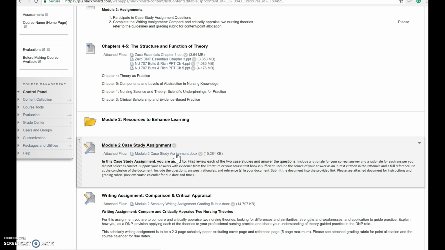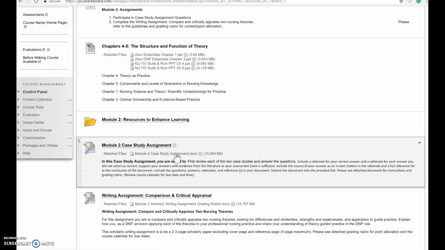When you finish answering the two questions that go along with each case study, just include a list of the resources or references that you used. It's fine for you to include your name on the document, along with the questions, the answers, the rationales, and the references, and then you can just submit it like that.